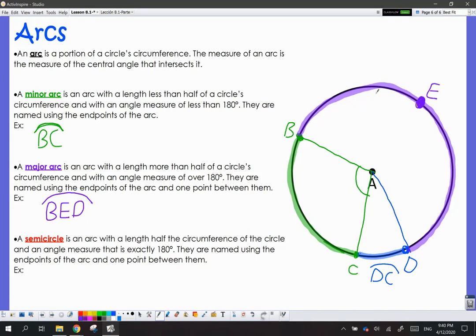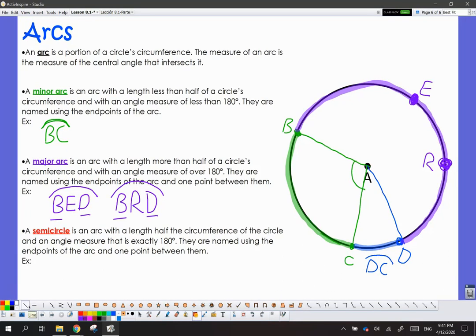What about if I have more than one point on the major arc? Like let's say over here, I have R. Well, I could also call this BRD. So that could be arc BRD. So it doesn't matter if I use E or if I use R, as long as my endpoints are the same. I could even flip my endpoints around and be DRB or DEB. That works as well.